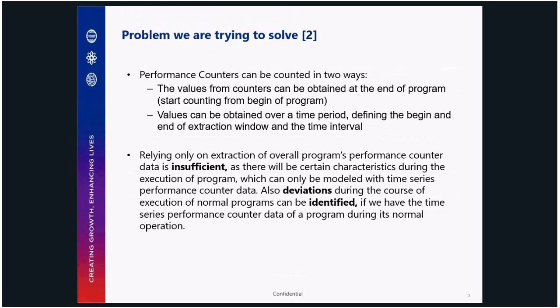As discussed, it can be counted in two ways: we start extracting at the beginning of the program and collect at the end of the program, or over a time period. Why are these insufficient? Because deviations during the course of execution of a normal program can be identified when we go to a fine grain understanding of the dynamic behavior of programs.